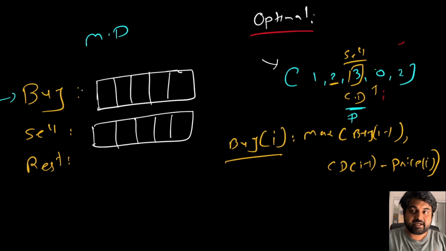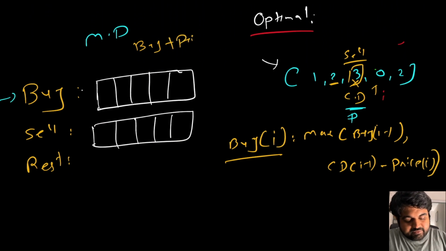So if I sold yesterday and I made more profit, it does not make sense for me to sell it today. So that is number one thing we are comparing. And we are comparing what was the buy profit that we made yesterday. So if I bought yesterday, what was the maximum profit I was making plus the price of the current particular day.